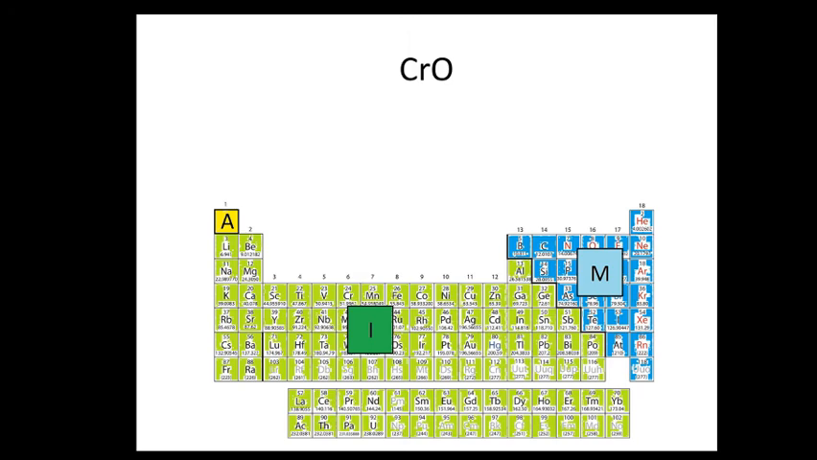Now let's look at CrO. The first element has the symbol Cr, which is chromium. This is found on the periodic table at number 24. This is in the section I, so this chemical is an ionic compound.